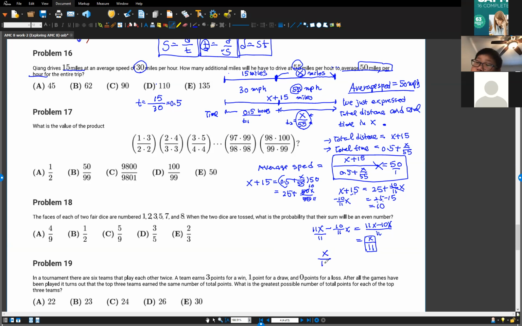x over 11 equals what? 10. Is that the final? Now times 11 on both sides. Times 11, times 11, 11 is out. x equals 110. What is this one? This is the second section distance. They're asking you for the additional miles, which is x. So the answer is what? x equals 110 miles.